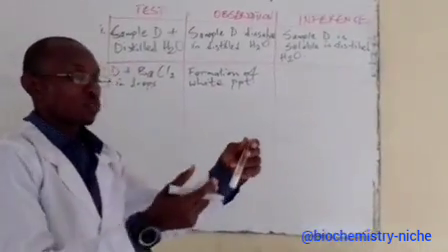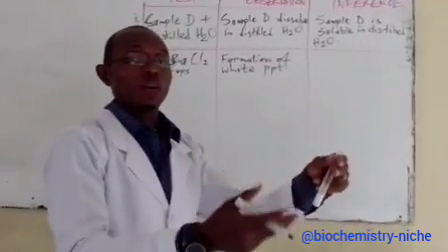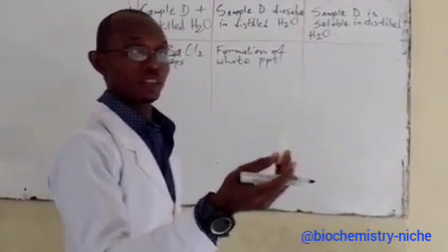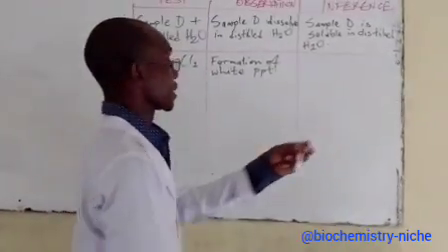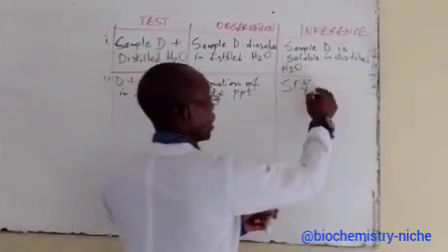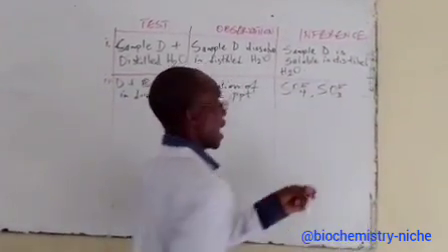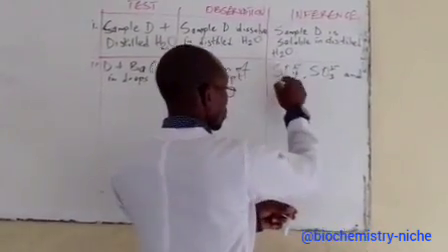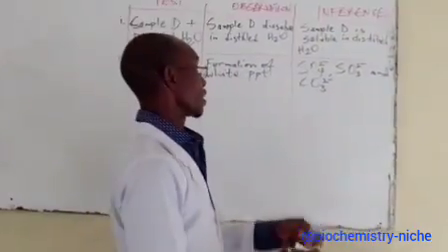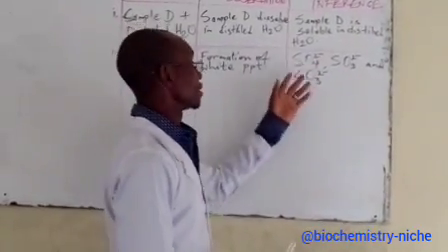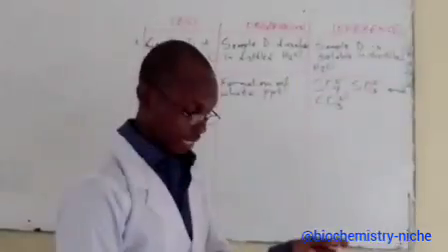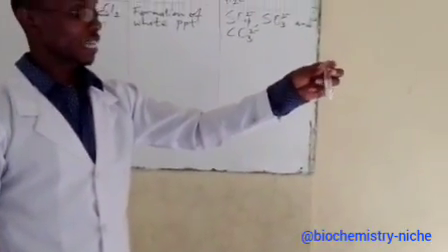Now, from this, I should be able to have an inference. What possible thing do you think is happening here? I am suspecting that there are some ions present, and the ions that I'm suspecting here are tetraoxosulfate(VI) ions, I'm also suspecting trioxosulfate(IV) ions, and lastly, I am suspecting trioxocarbonate(IV) ions. Those are the ions that I am suspecting in this particular experiment.